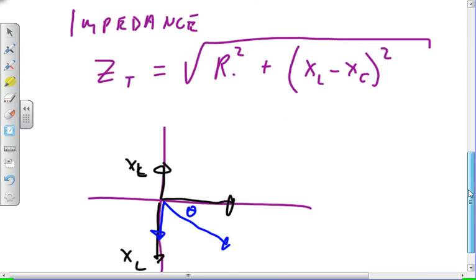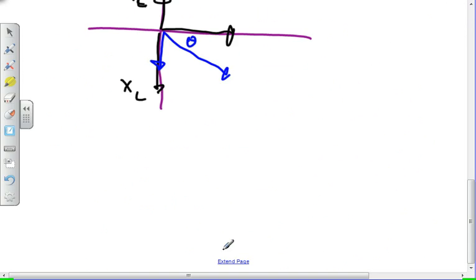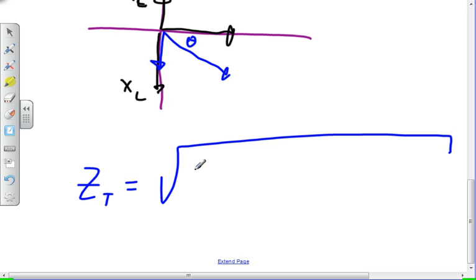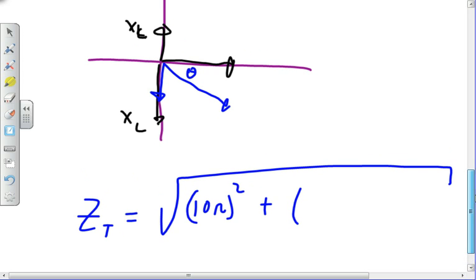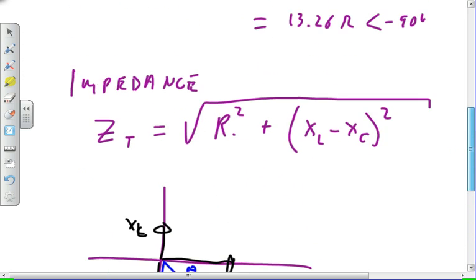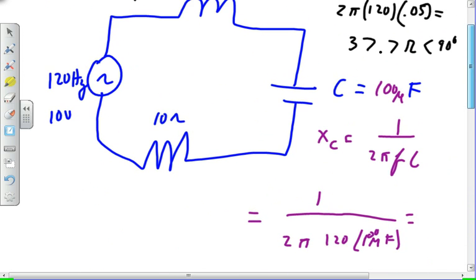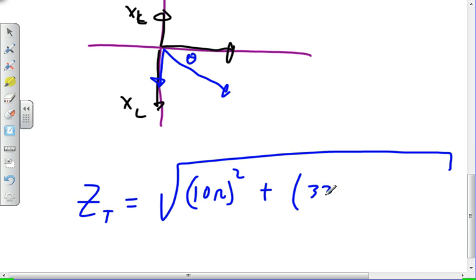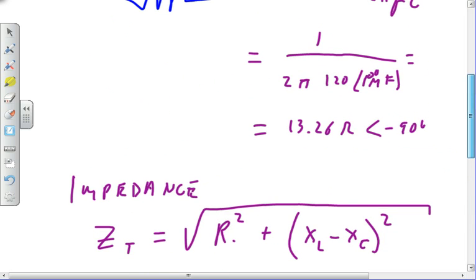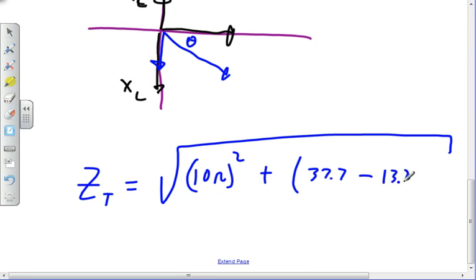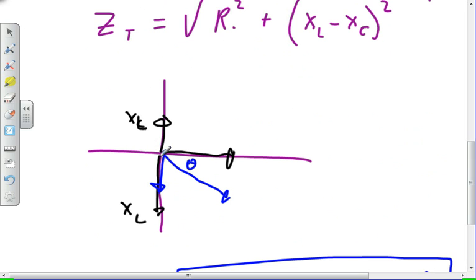So that's the whole purpose of what I'm doing. All right, so I come back up here and I say, well, impedance total, square root of 10 ohms squared plus 37.7 minus 13.26 squared. And it doesn't matter who's being subtracted from whom, because I'm going to end up squaring it. It's going to be positive anyway, right? And I'm going to be going the other way in case anybody was wondering.